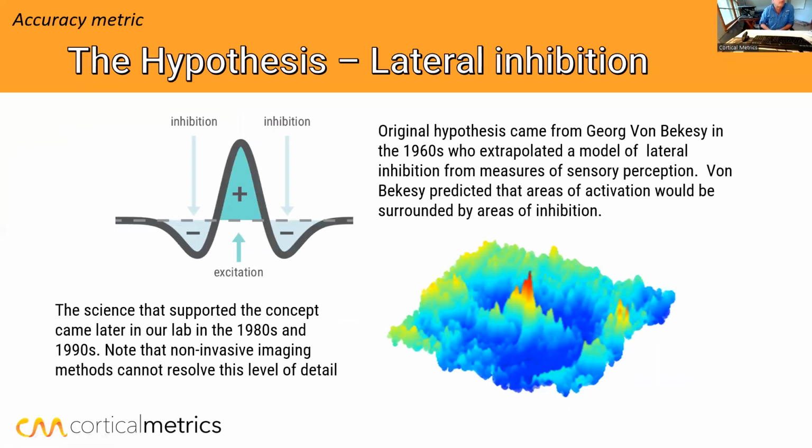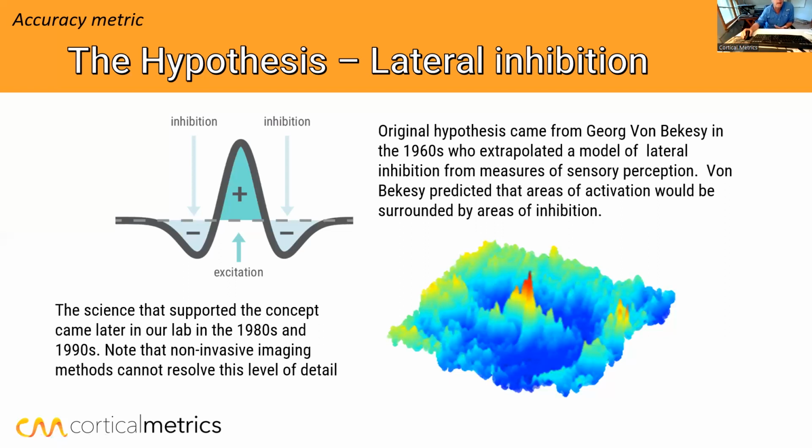It has to do with lateral inhibition. The original version of this came from Georg von Békésy in the 1960s. He extrapolated this model of lateral inhibition, where you excite one area and it's surrounded by inhibition. Anywhere there's excitation, it'll be surrounded by inhibition. It's interesting that he predicted this based on observations of sensory perception; he did not stick any electrodes in brains, so he really didn't have firsthand knowledge of this. He just predicted it from measures of sensory perception.